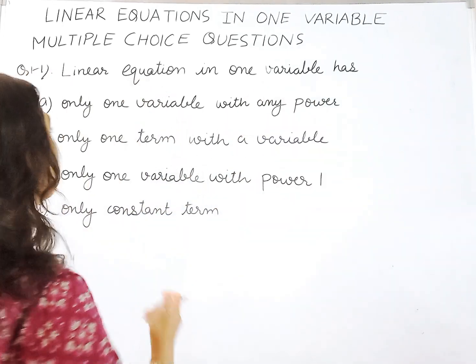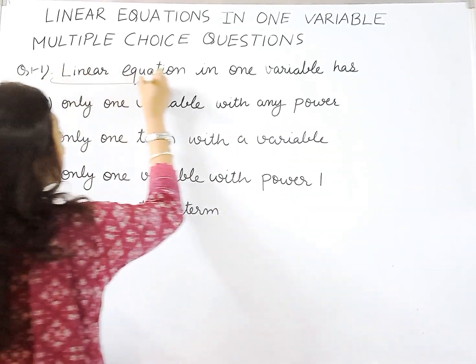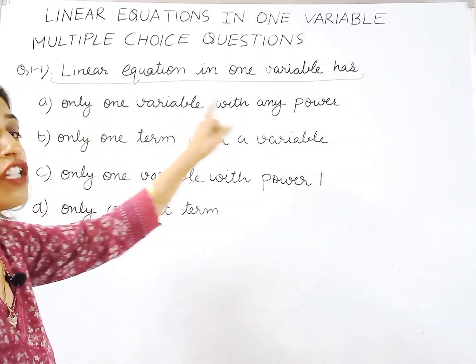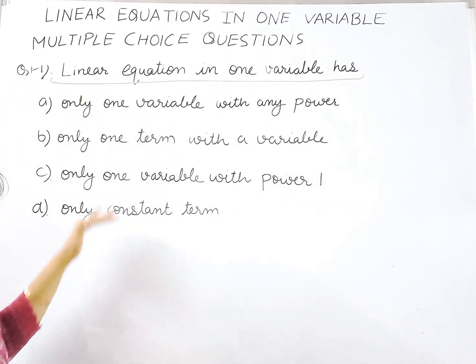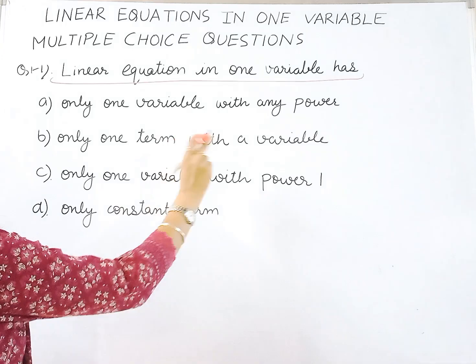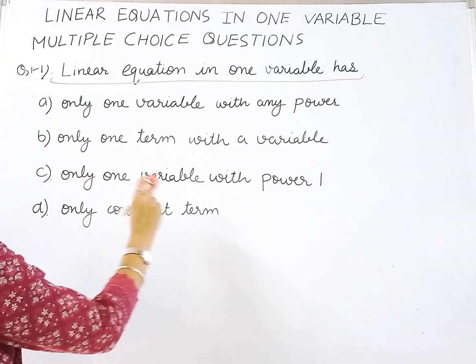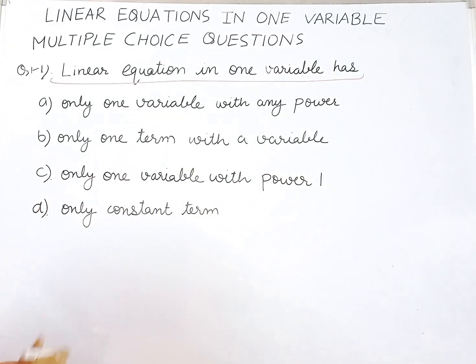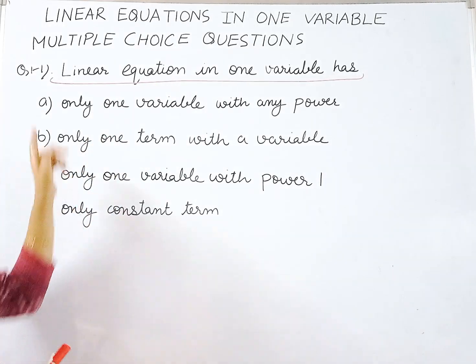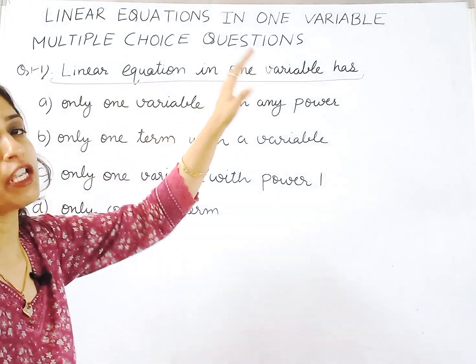Our first question is: a linear equation in one variable has. There are four choices. First is only one variable with any power, only one term with the variable, only one variable with power 1, and only one constant term. So what can be our answer?